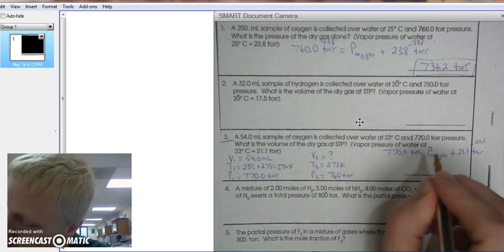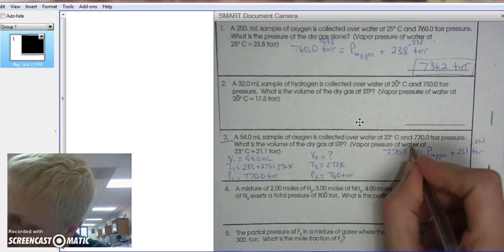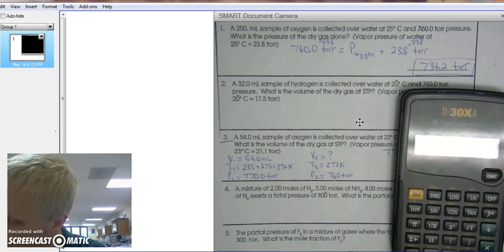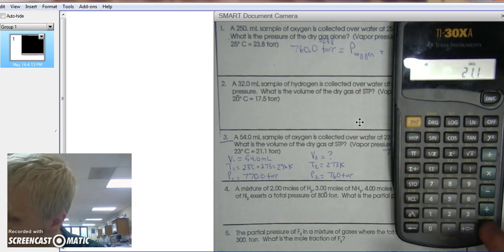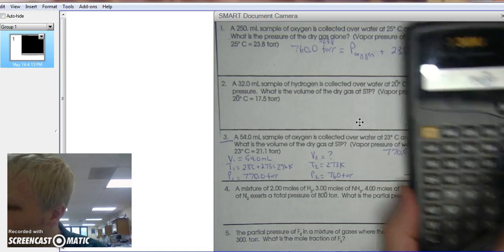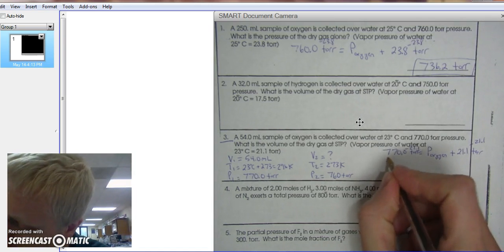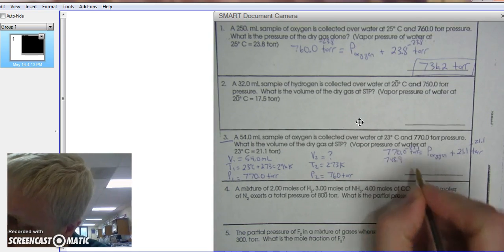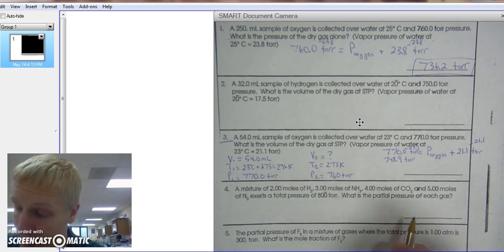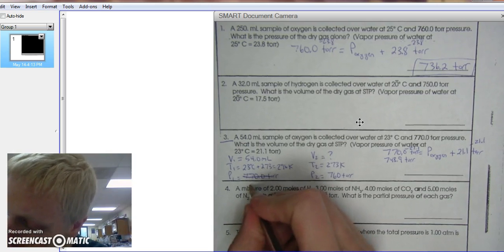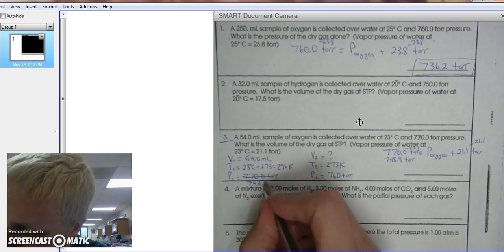So, I'm just going to do simple algebra. Subtract 21.1 on both sides. So we get 770 minus 21.1, which is 748.9. Alright, that's the partial pressure of my O2 gas. Not that number, it's 748.9 torr.